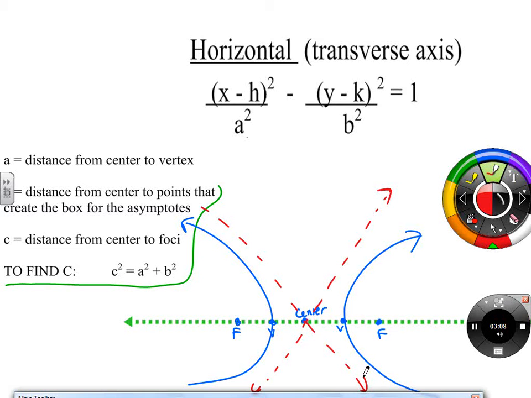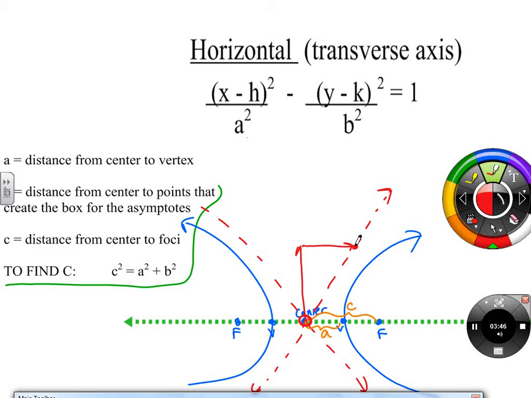Now, a and c are distances that you're used to. a is the distance from the center to the vertex, and c is the distance from the center to the focus. So where b comes into play in this case is that b actually makes for us a point to help guide our asymptotes. When we build these asymptotes, we're using the center as a guide point, and we use a slope from there. So we use the center point as a point on our asymptote line, and then we need a slope, a rise and a run, to get another point and to be able to completely draw this asymptote.